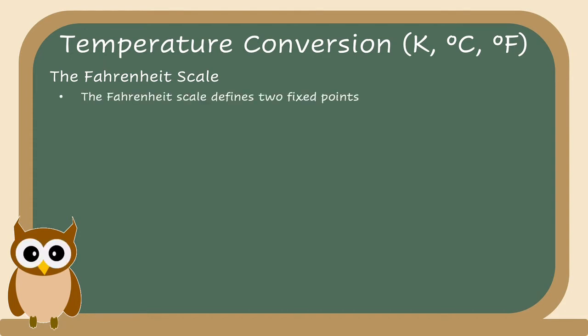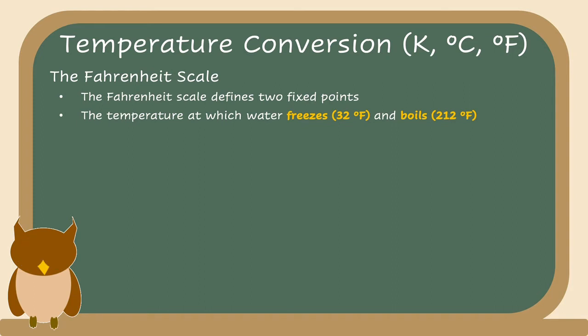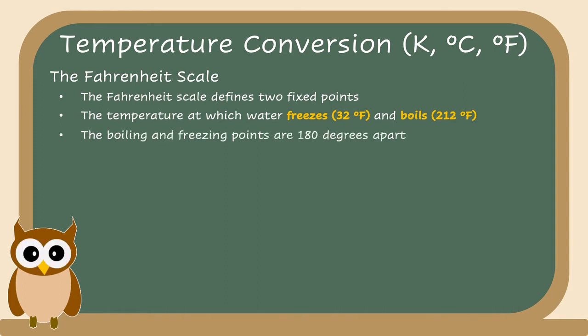The Fahrenheit scale identifies two fixed points at standard atmospheric pressure. The lower defining point is the temperature at which water freezes, and the upper defining point is the temperature at which it boils. The freezing point of water is 32 degrees Fahrenheit, and its boiling point is 212 degrees Fahrenheit. So, the minimum and maximum limits are separated by 180 degrees.